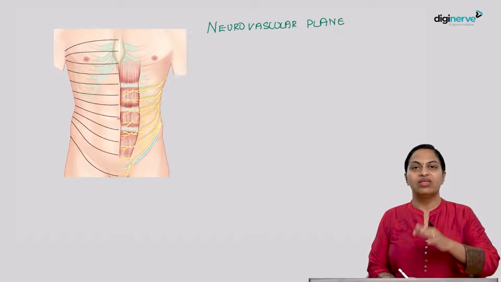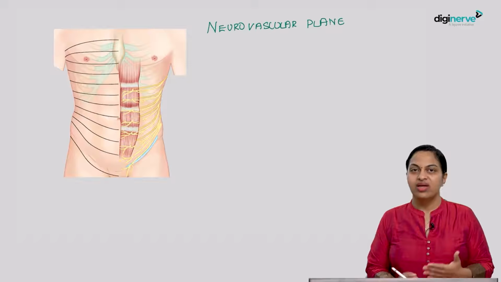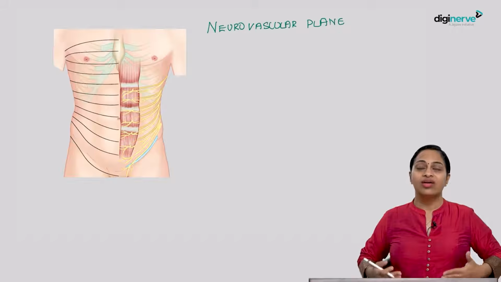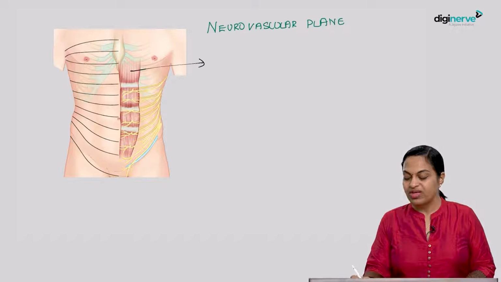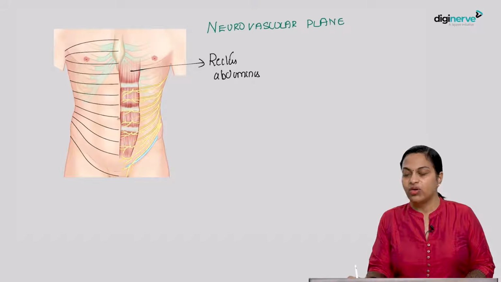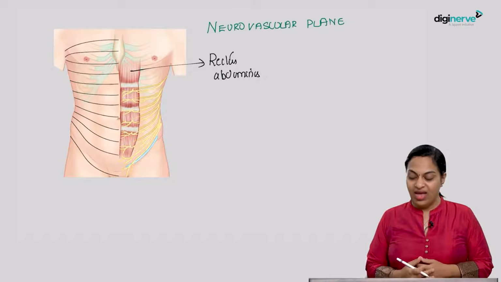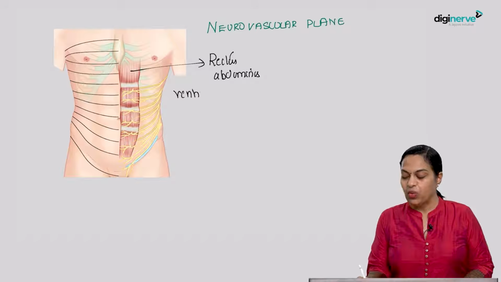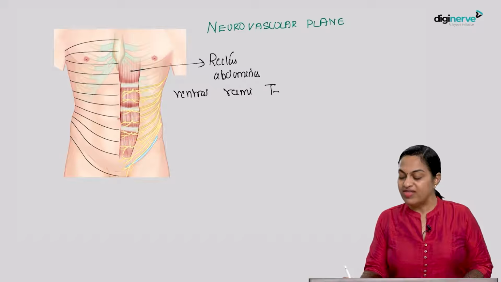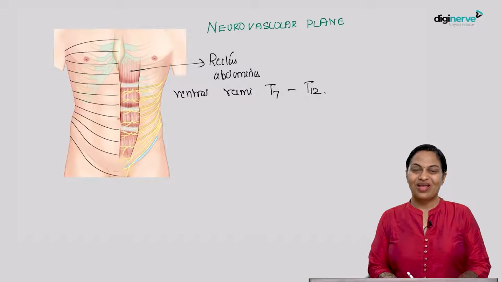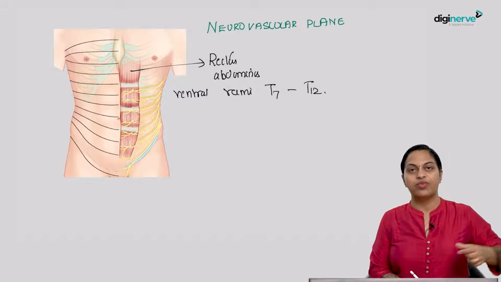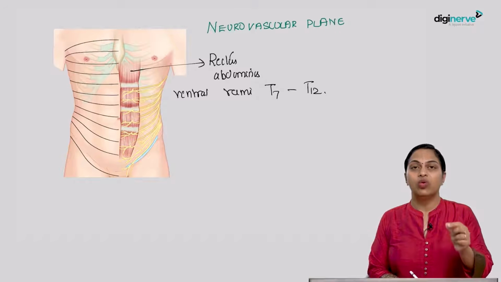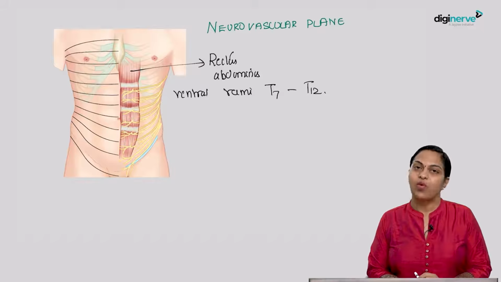Right. So apart from the three flat abdominal muscles, what are they? The external oblique, internal oblique, and the transverse abdominis. On either side of the midline, we get to see the rectus abdominis muscle, which lies enclosed within the rectus sheath. Okay. And the nerve supply comes from the ventral rami of T7 to T12. T7 to T11 are called intercostal nerves because they run in the intercostal space between the ribs. The T12 lies below the 12th rib, right? So we are going to call it the subcostal nerve.